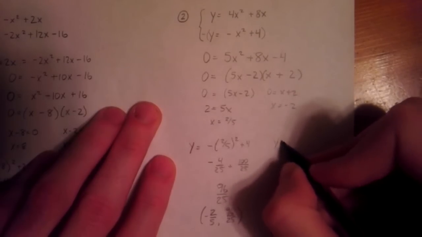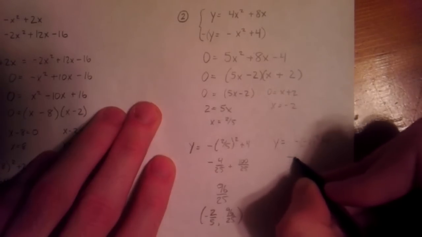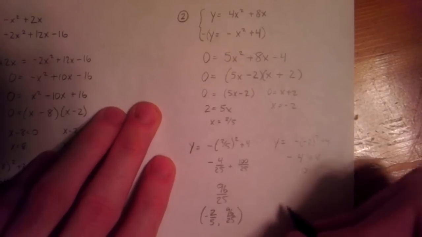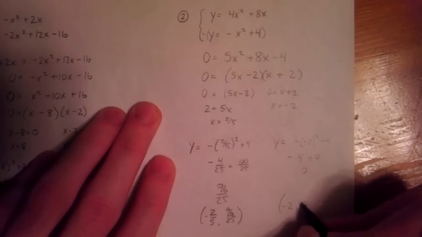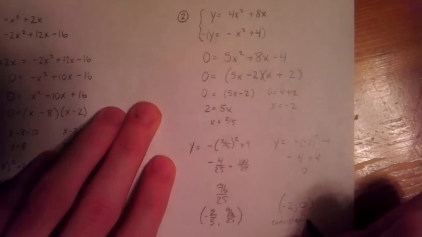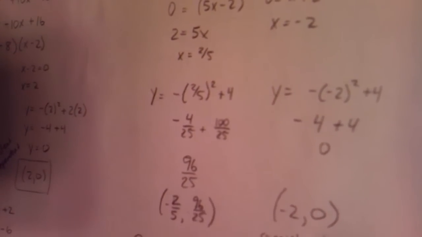Doing the same thing over here with the other solution that we got, negative 2. Negative 2 squared is 4, minus 4 is 0, so (-2, 0) is my other one. So again, we'd call this system consistent and independent. Okay, so just in case the glare there was too much, here's the work that we did there. Plugging stuff in, getting our two solutions, and then describing the system.